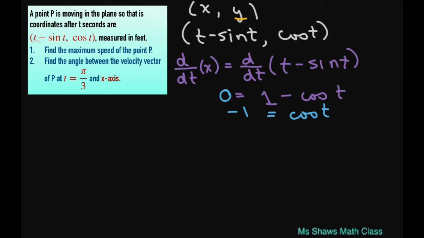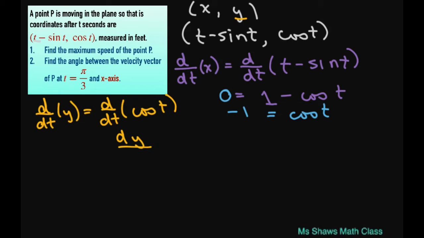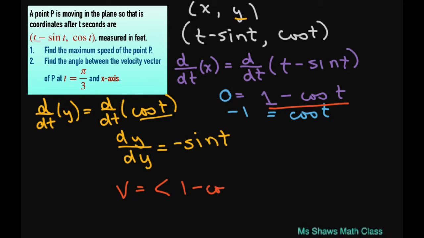Now we also have to do this for our y, so we differentiate with respect to t the cosine of t. Therefore the derivative of y with respect to t equals −sin t. So our velocity vector is (1 − cos t, −sin t).